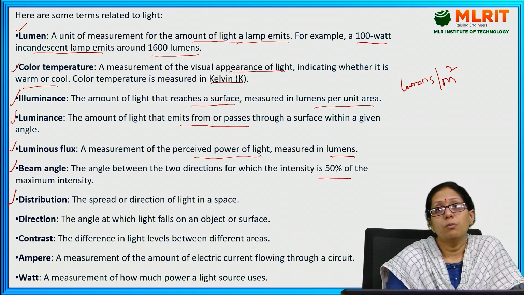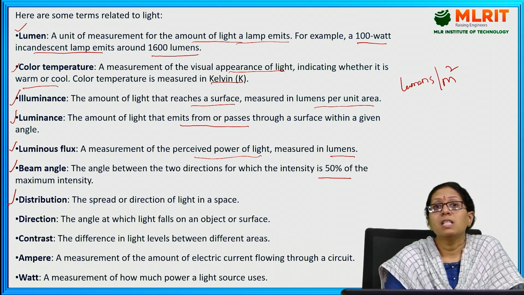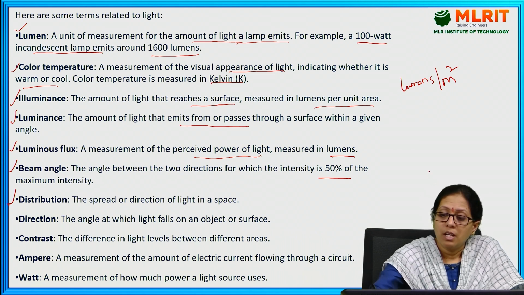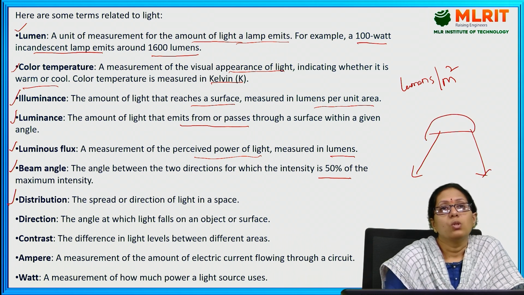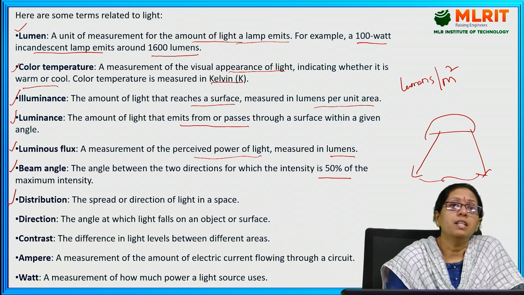Next one is distribution. The spread of light or direction of light in a space is called distribution. It means how the light is being distributed from a bulb.